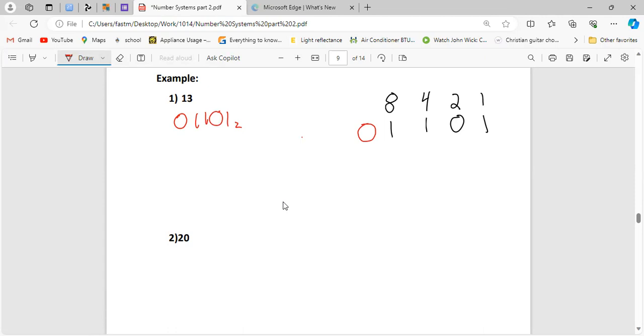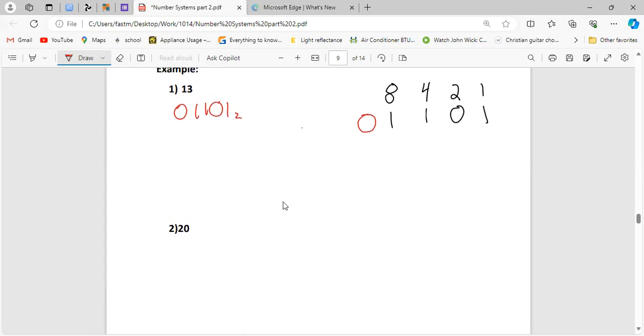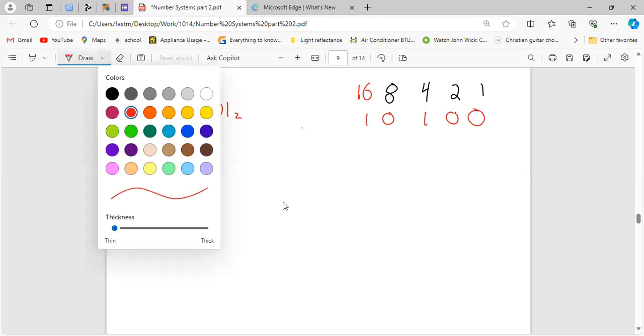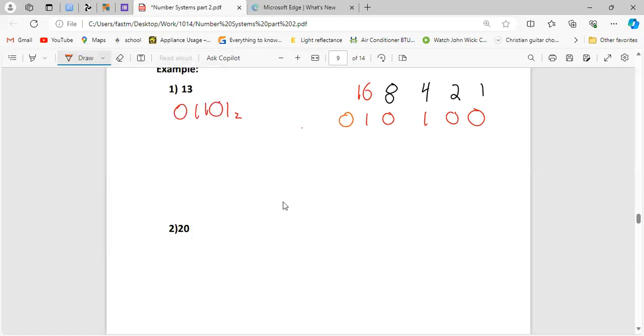Signed binary, same idea for 20. I could use these numbers here, I'll just add 16 to it, because I might need the 16. So to get 20, I need 16 and 4, so 16, no 8, 4. That is 20. And to make it positive, I just add the sign bit, which will be 0. So that'll be it: 0, positive 20, in binary.